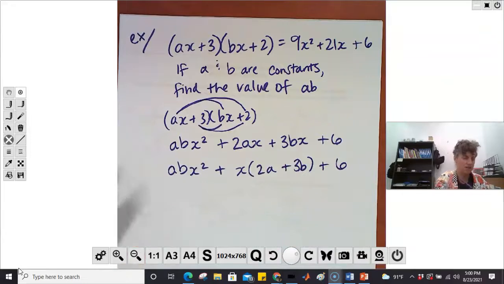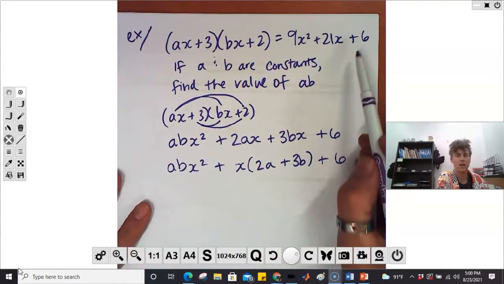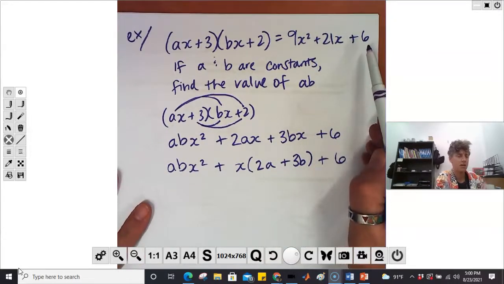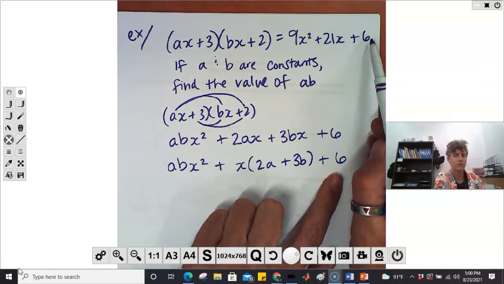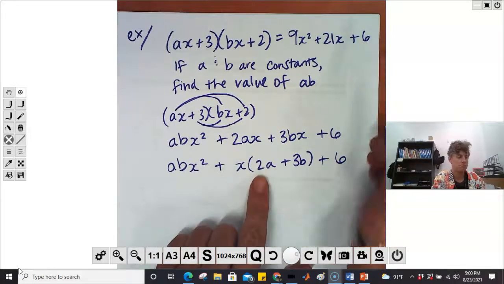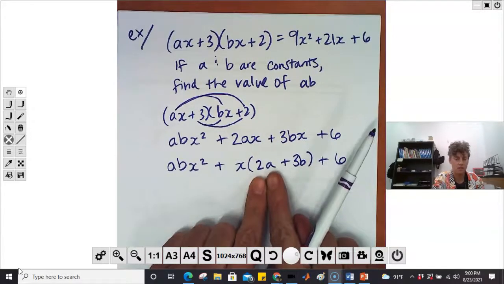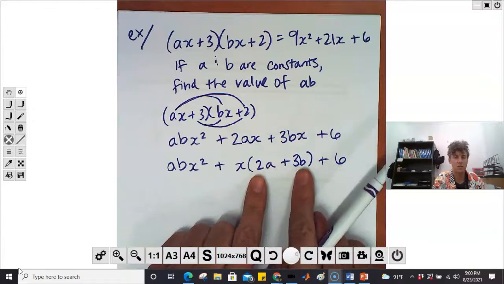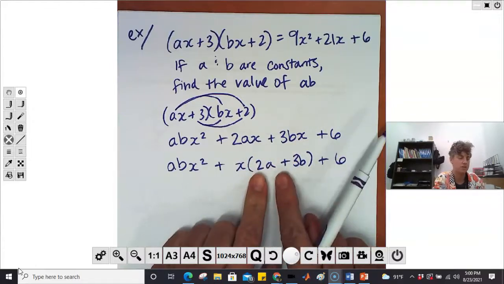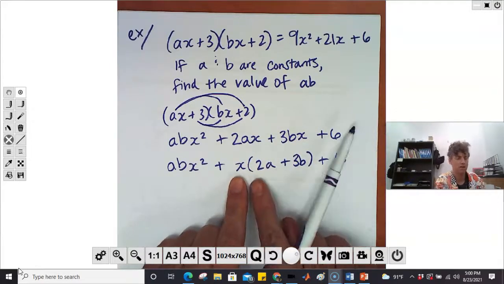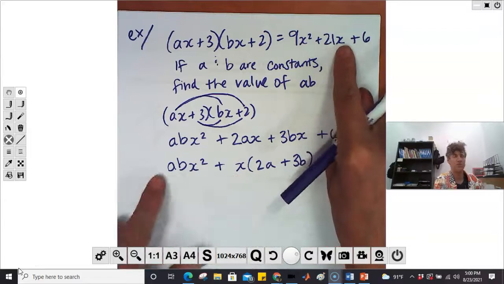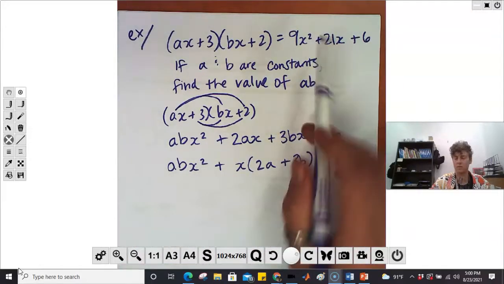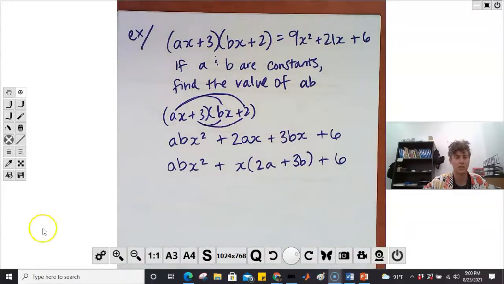Okay, does this look like our other half, or other side of the equation? I see the 6 there. We have 2a, which is a number, so 2 times the number plus 3 times the number. All of this would give us a number times x. Alright, fine, that's supposed to be 21. And then we have ab x squared, and that's supposed to be 9x squared.